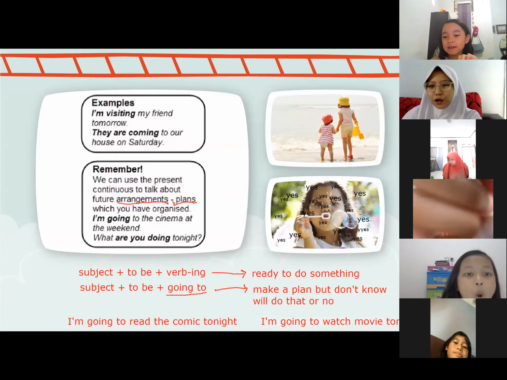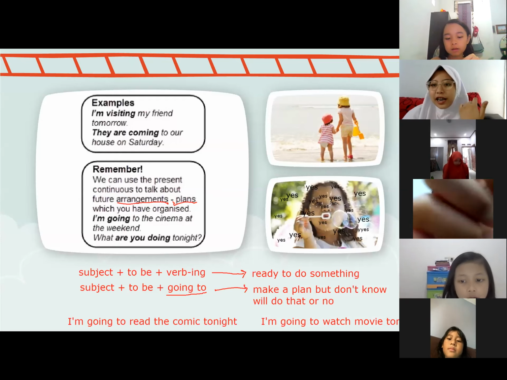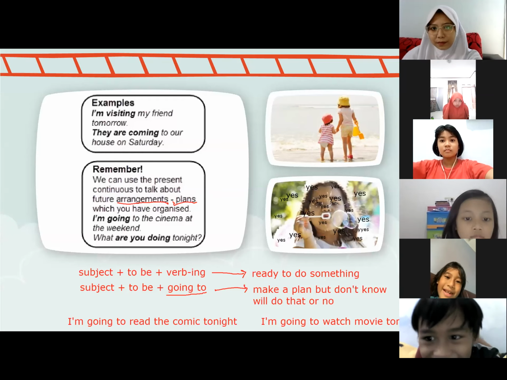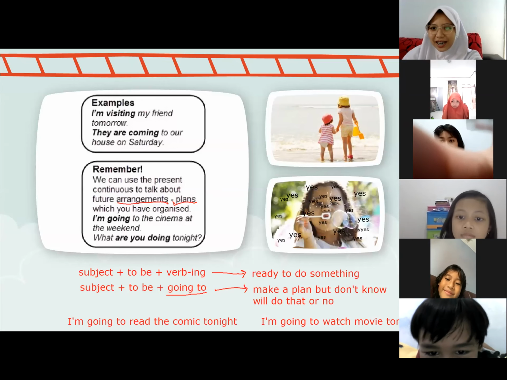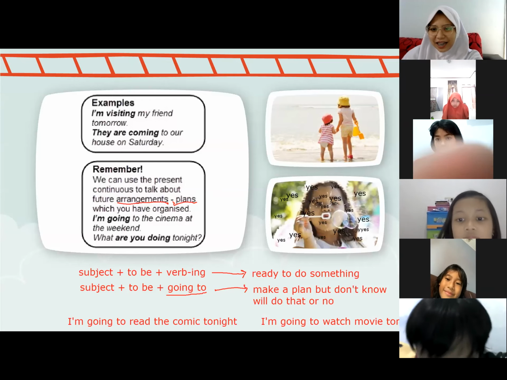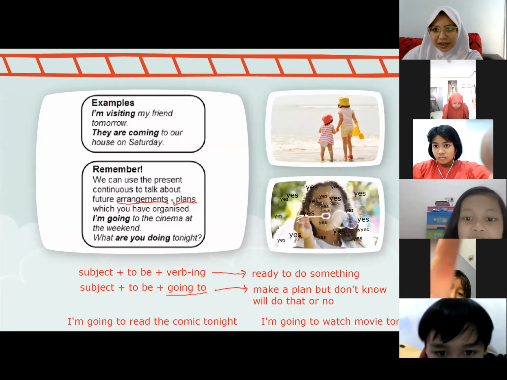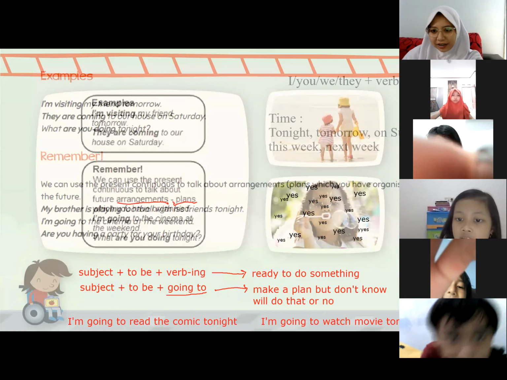Okay. To give you another example, okay? Why is there writing on the picture? Yes, yes, yes. Which one? I don't know.